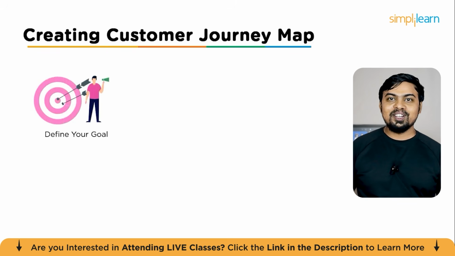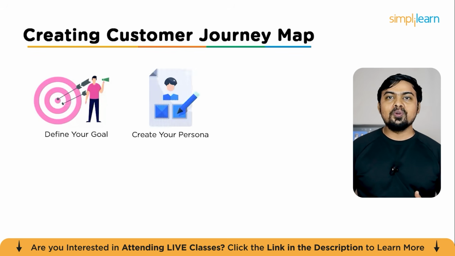Alright, let's build your first map step by step. Your first step, define your goal. What do you want to improve? For example, reduce course sign-up drop-offs by 25%. Now the step 2, create your own persona. You can use HubSpot's free persona generator to build ambitious analyst Rohan, add his goals and frustrations.